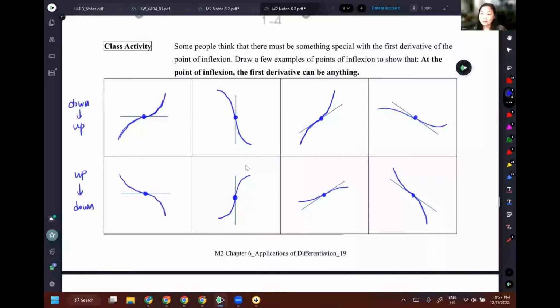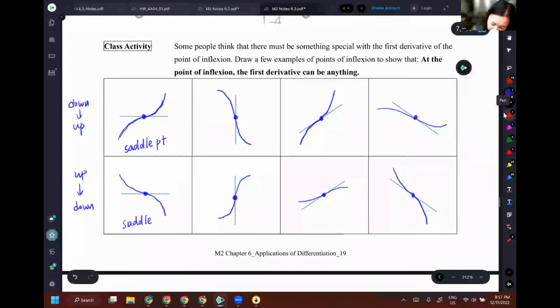What I want to say is, I have shown you all 8 types of points of inflection, because there is a change of concavity. These points are called points of inflection. Only the first 2 are called saddle points. Saddle points are one kind of point of inflection. One kind. Points of inflection can be different.